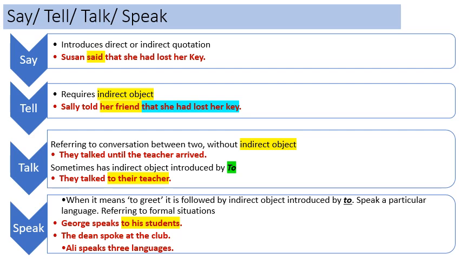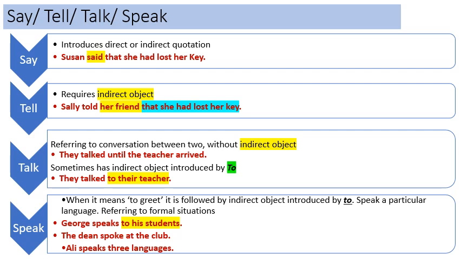If you have talk, it refers to a conversation between two individuals, and here we don't need a direct object. They talked until the teacher arrived. It means they chatted with each other till the teacher arrived. Sometimes it has an indirect object and it is introduced by to. They talked to their teacher. It has an indirect object, to their teacher, which is introduced by to.